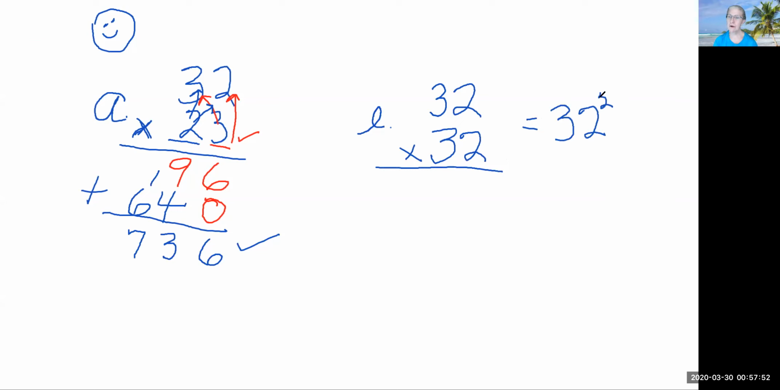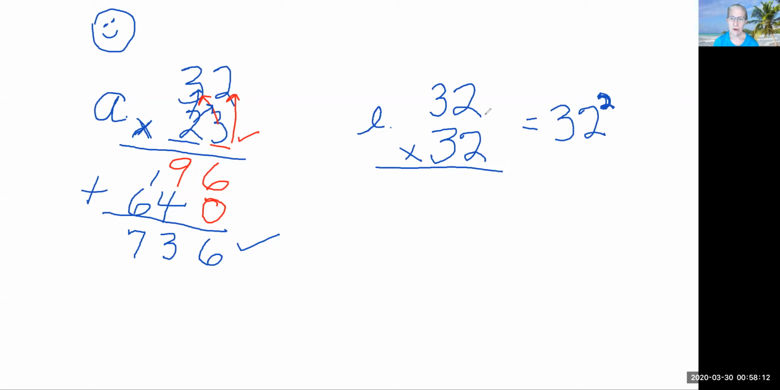And a number that is squared is a number that you multiply by itself however many times the exponent tells you to. This exponent tells you how many times to multiply it. It's telling you to multiply 32 twice, so 1, 2. So let's just do this one together.